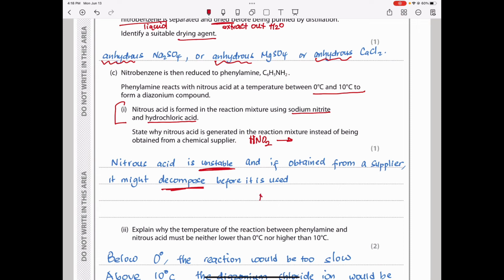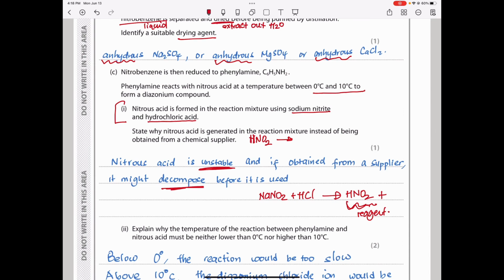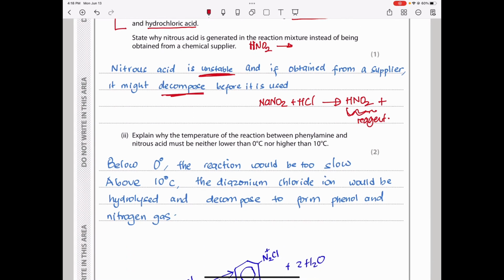So we use sodium nitrite and HCl so that these will interact to give us the main thing we are looking for, which is nitrous acid, which is a reagent, of course, plus other things, but this is the reagent we're interested in during the formation of the diazonium salt or diazonium compound.